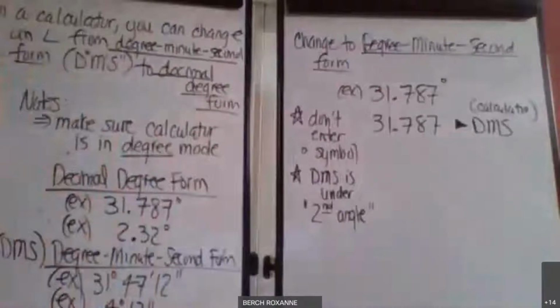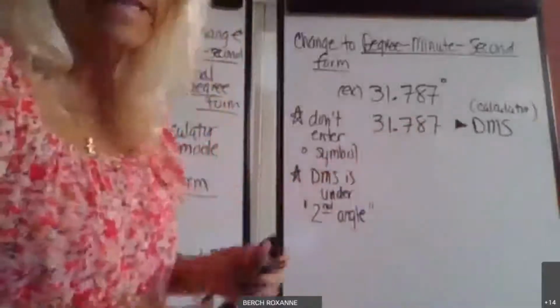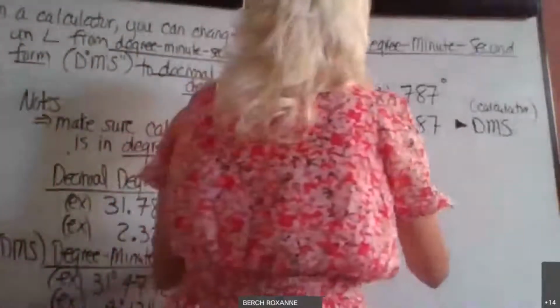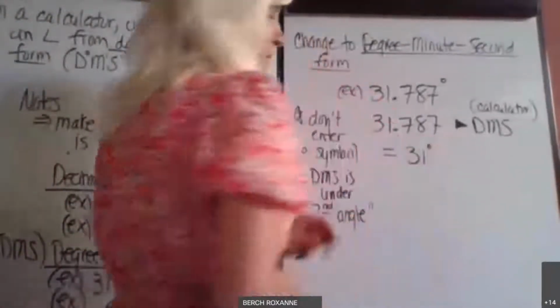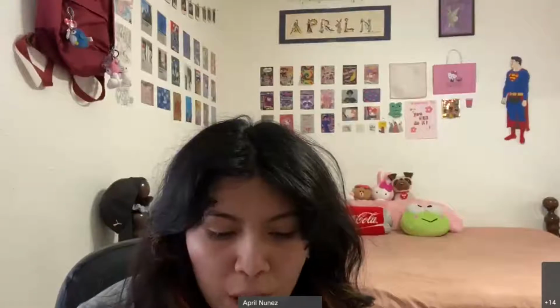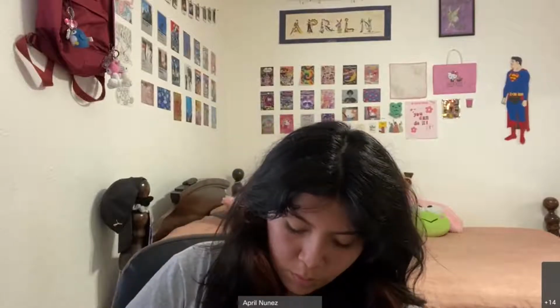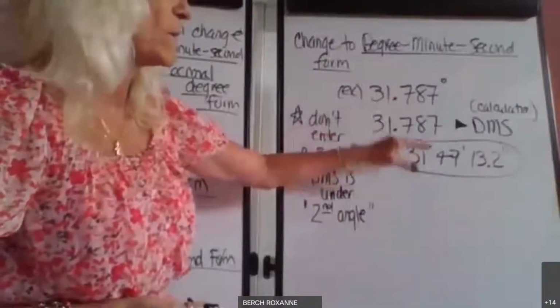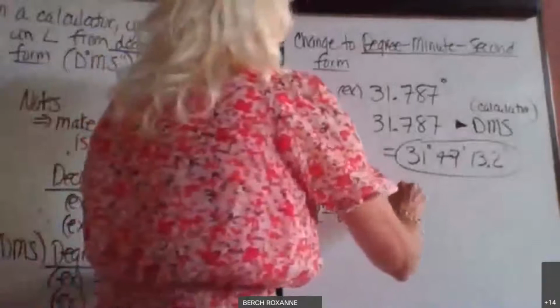All right, so back to this. So that's all you do. You put in 31.787 and hit the DMS key and tell me what you get. I got 31 degrees plus 47 minutes plus 13.2 seconds. That's right. So what we just did is we took decimal degree form and changed it to degree, minute, second form by using the DMS key.